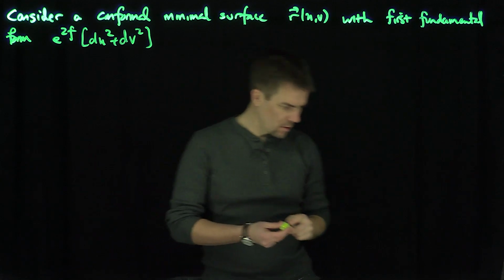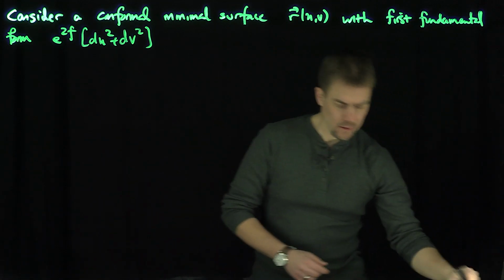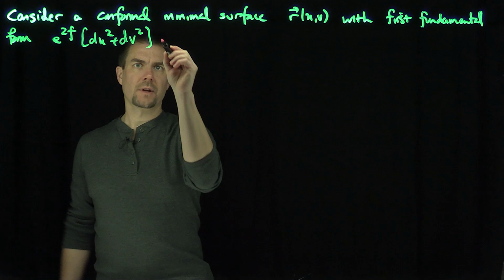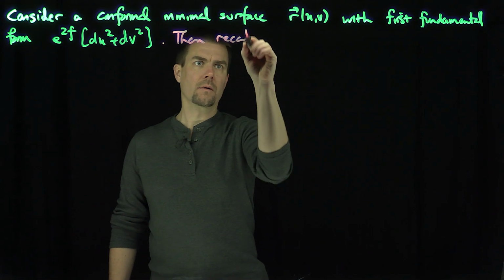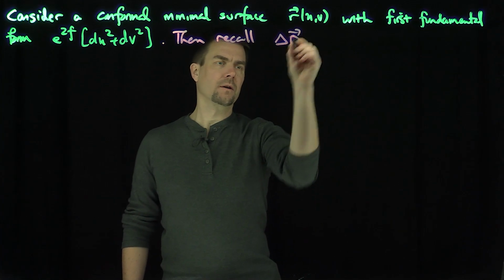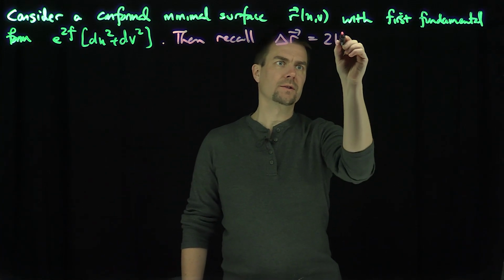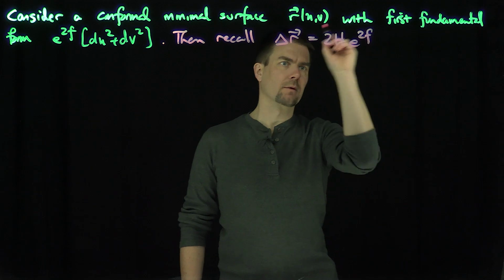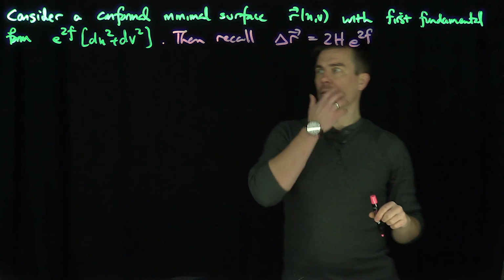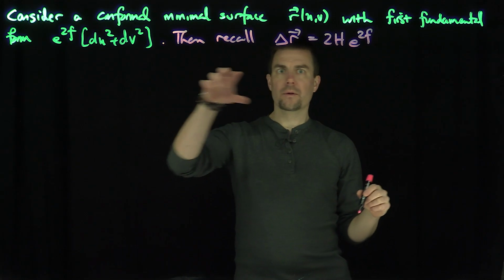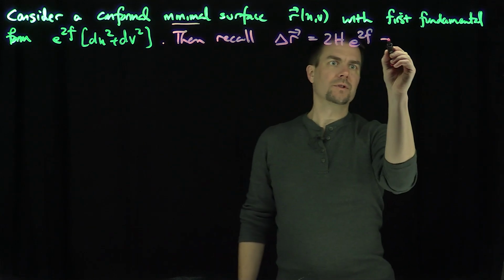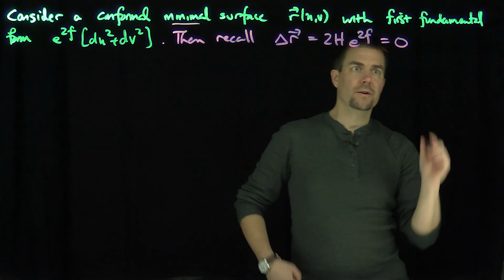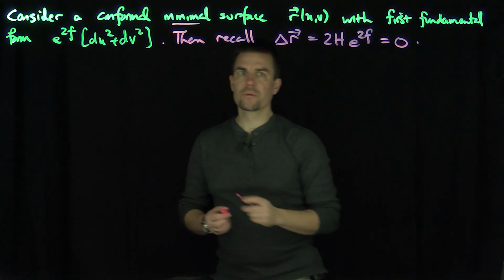In this case, we know that we can write down an equation for the Laplacian of this. Recall that the Laplacian of r is equal to twice the scalar curvature times this conformal factor, right? So this is going to be a minimal surface if and only if, since it's minimal, I know the scalar curvature is equal to 0, and therefore the Laplacian of r is equal to 0, right? So that's one thing we've already proven.